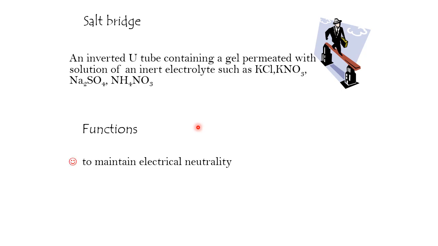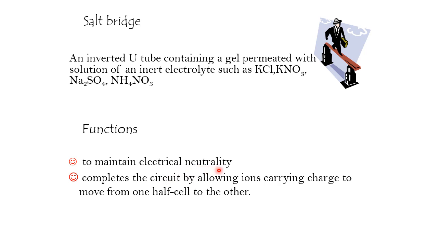Okay, so the function of the salt bridge is to maintain electrical neutrality and complete the circuit by allowing ions to move. Please take note, it's ions carrying charge that move from one half cell to another half cell. Normally we are using a potassium chloride, potassium nitrate, sodium sulfate, or ammonium nitrate salt bridge, an inverted U tube.